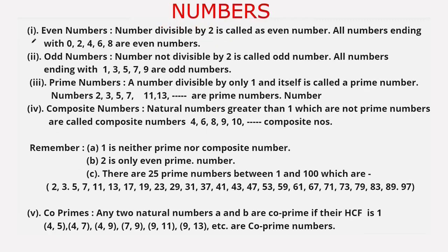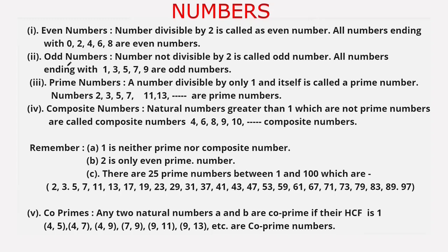Integers are further classified as part 1, even numbers. A number divisible by 2 is called an even number. All numbers ending with 0, 2, 4, 6, 8 are even numbers, like 20, 32, 44, 56, 68.